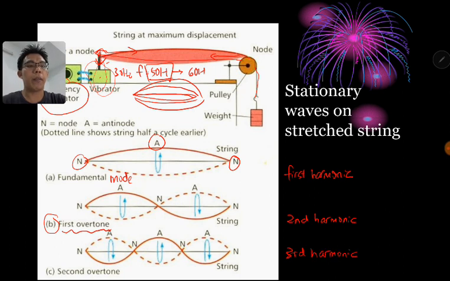So this kind of harmonic situation can only be formed at a particular frequency, and it's also going to be affected by the tension in the string. Okay, let's move on to the next one.